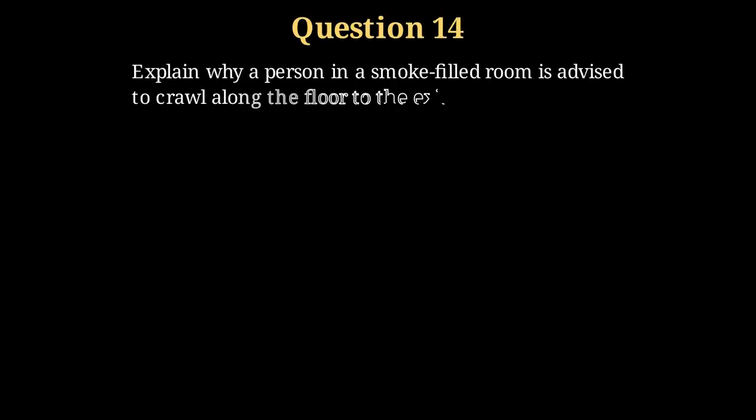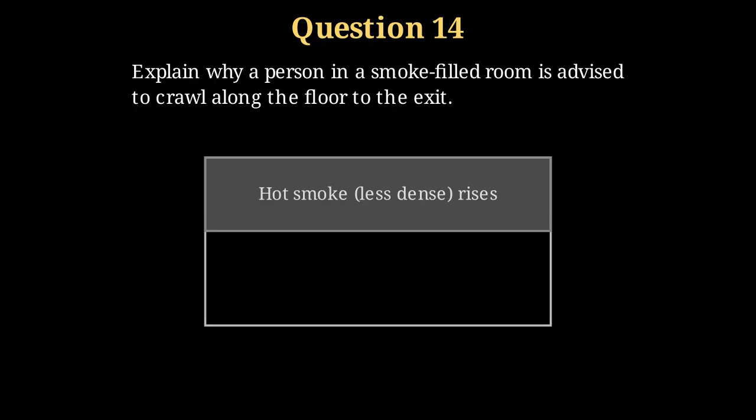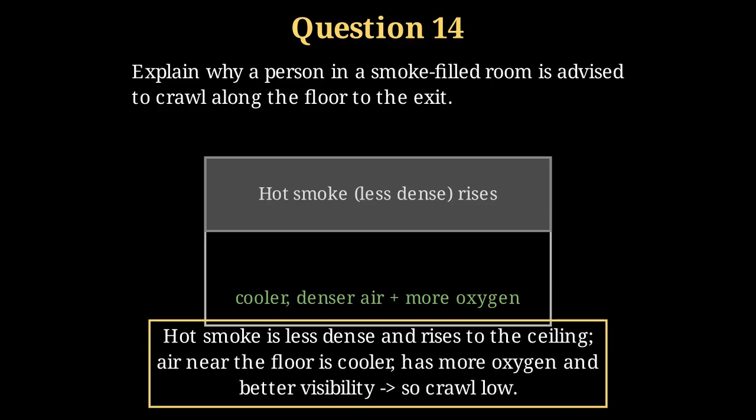Question 14. Why is a person trapped in a smoke-filled room advised to crawl along the floor towards the exit? Hot smoke from the fire is less dense than the surrounding air, so it rises and collects near the ceiling. The air layer near the floor stays cooler and denser, has more breathable oxygen and much less smoke. So you can see the exit. So crawling keeps you in the cooler, oxygen-rich, clearer air below the smoke. Well done.